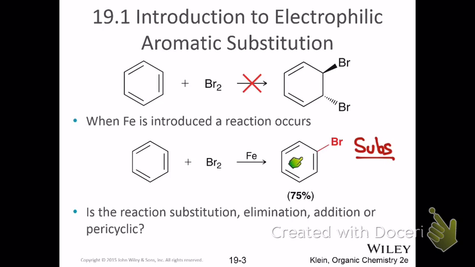Okay, so quickly, I think you guys know this. It's called a substitution because you had a hydrogen there before, and now you have a bromine, okay?